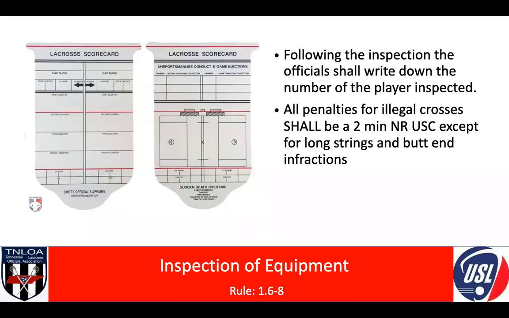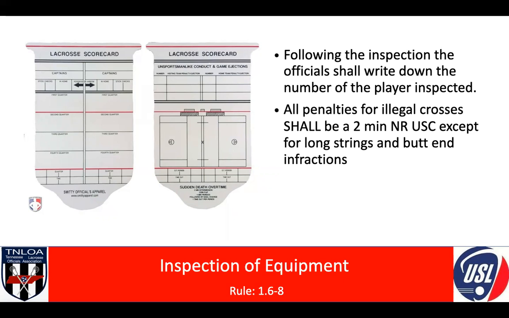Following an equipment inspection, we're going to write down what we're doing. So following the inspection, the official shall write down the number of the player inspected. On this card, it's on the left-hand side. This is a front and then a back. The front is on the left-hand side. At the very top of the card where you see the captains, right below it says stick checks. That's where you'll write the number of the player you stick checked.